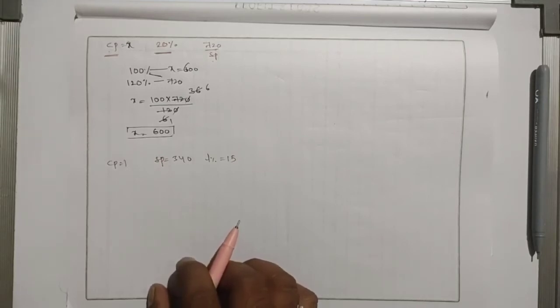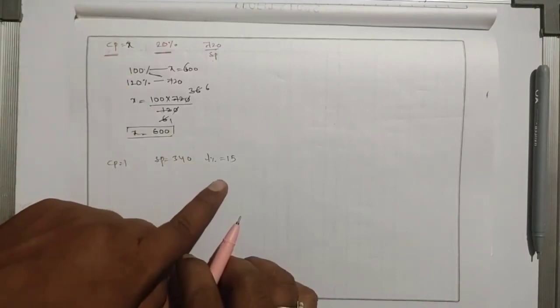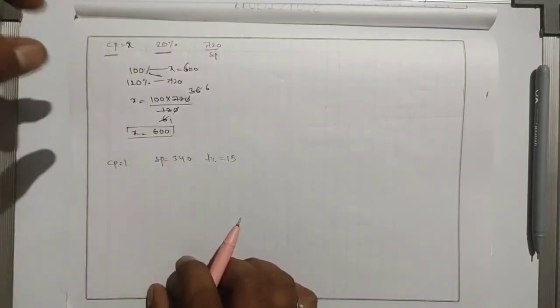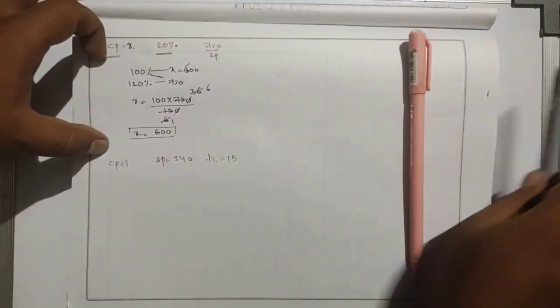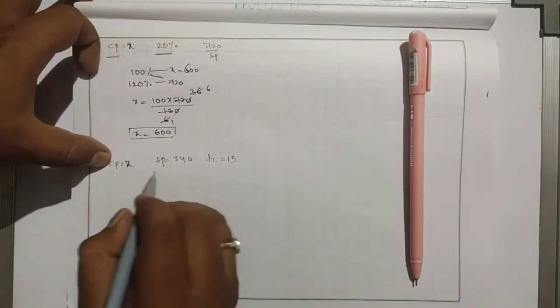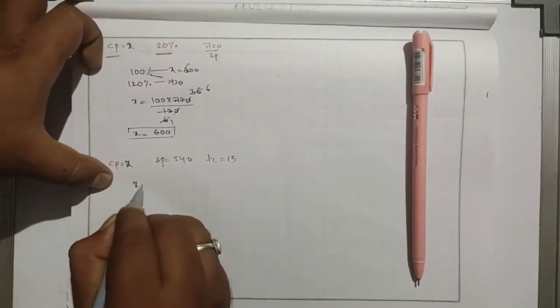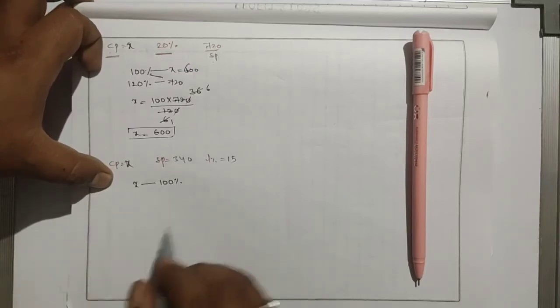sold that object at 340 rupees. In this trade he got a 15% loss. Then what is the cost price equal to? Here we don't know the cost price, so take it as x.